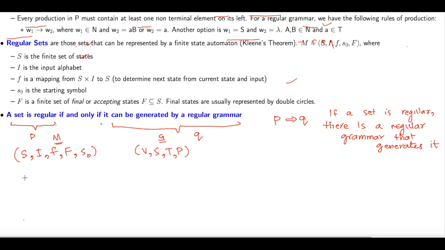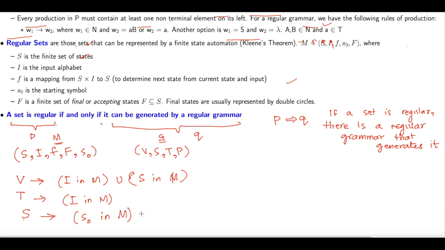My vocabulary is made from the input alphabet union the set of states in the machine. My terminal symbol is just the input alphabet, and my starting symbol is the starting state, and then my productions.